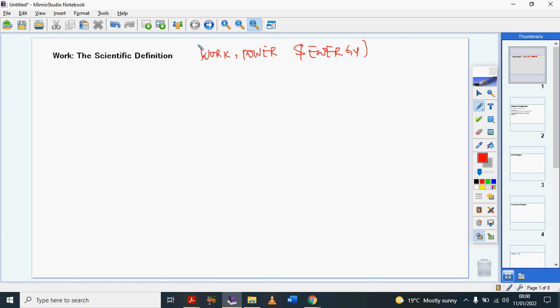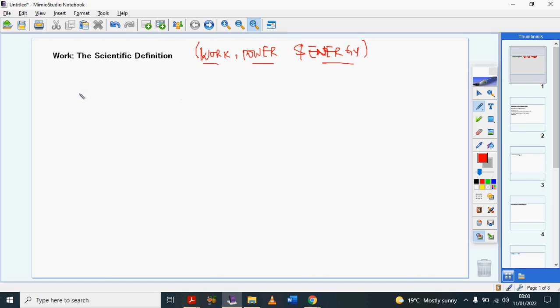So you have already been introduced to some of these terms. For example, energy. In that video that you talked about yesterday, I think you were introduced to some of these terms. But the whole unit is just these three ideas: work, power, and energy. And I want us to start by talking about work.